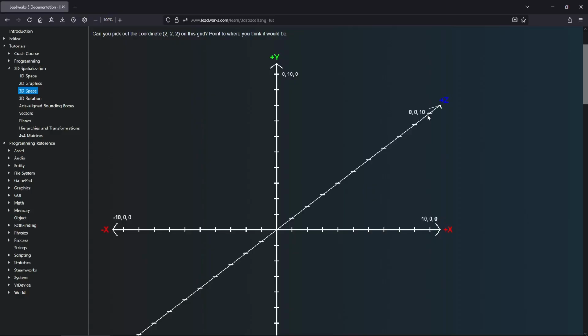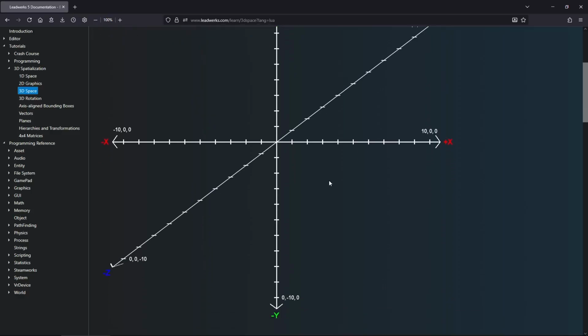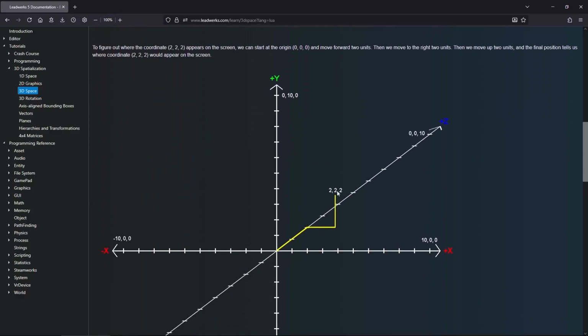So if we have the coordinate 2, 2, 2, where would that be? Let's start at the origin. That's 0, 0, 0. And we'll go 2 units to the right, 1, 2 on the x-axis. We'll go 2 units up on the y-axis. And then, this is the tricky one, we're going to go back 2 units because we're going positive on the z-axis. So we'll go 1, 2. And so the coordinate 2, 2, 2 should appear, if we drew it on this screen, right about there. Yep, I got it right.